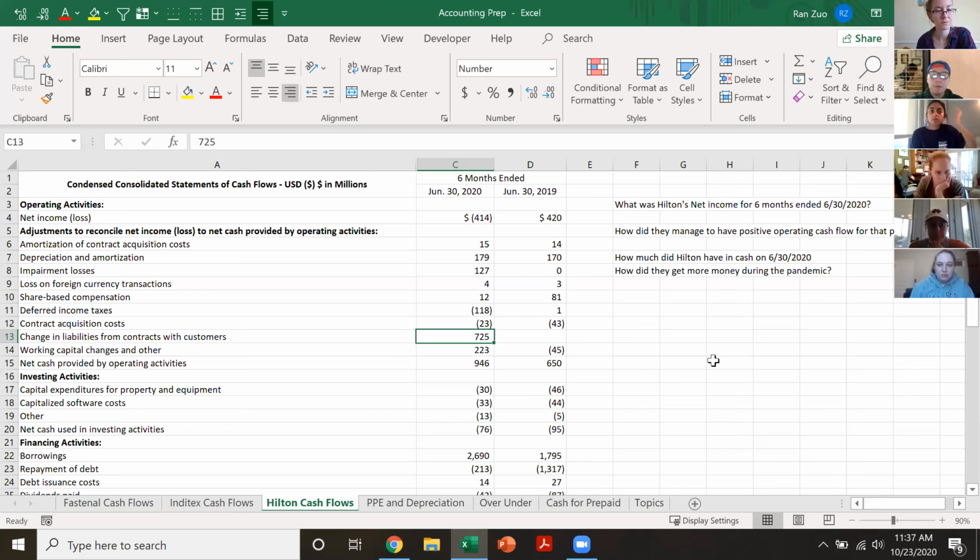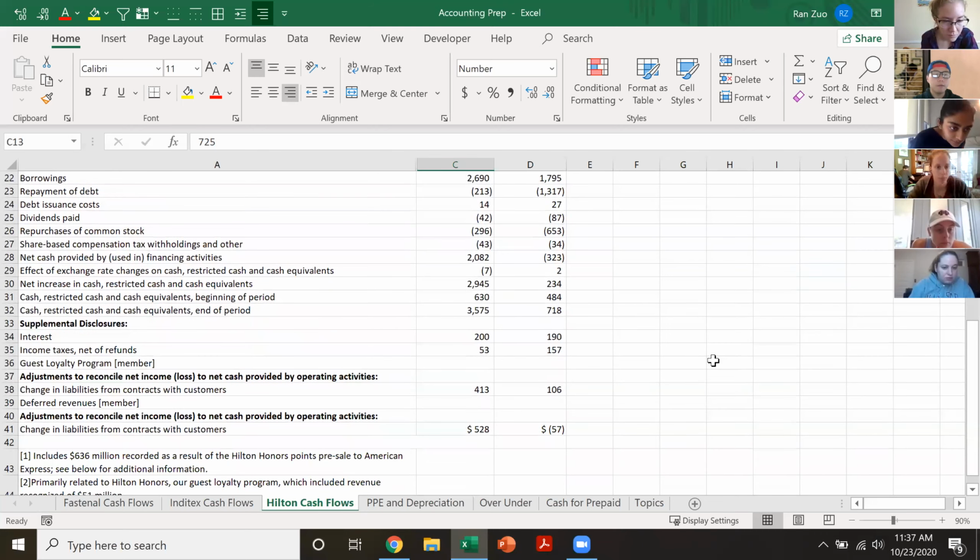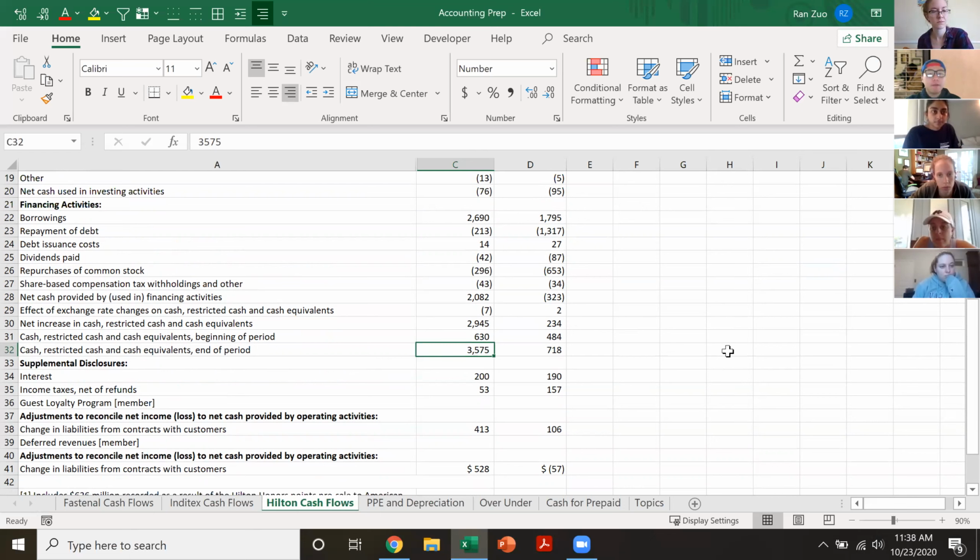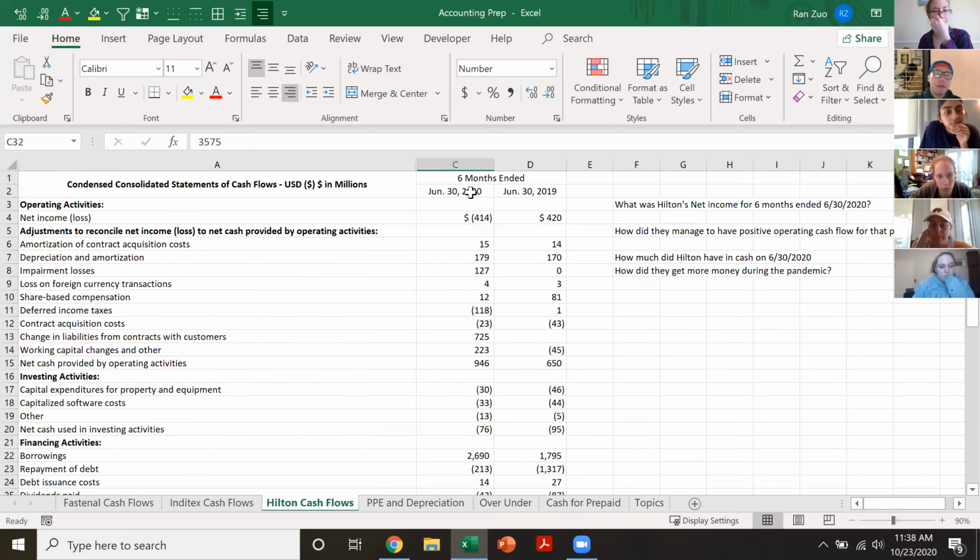Yep. How much did Hilton have in cash on 6/30/2020? All right. So you have to kind of go all the way down here. How would you identify that? Is it the 3,575 at the end of the period? Mm-hmm. It's right here, right? Yep. Companies, when they build their financials, look at the 6 months ended June 30th, 2020 versus June 30th, 2019, because you're comparing a similar time frame to adjust for seasonality, comparing apples to apples.